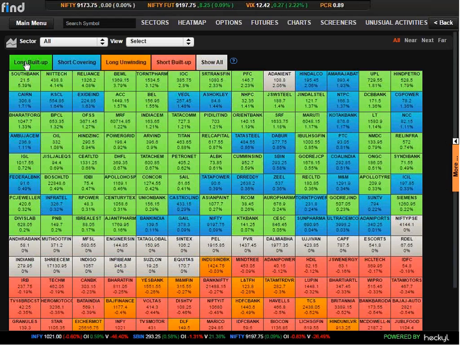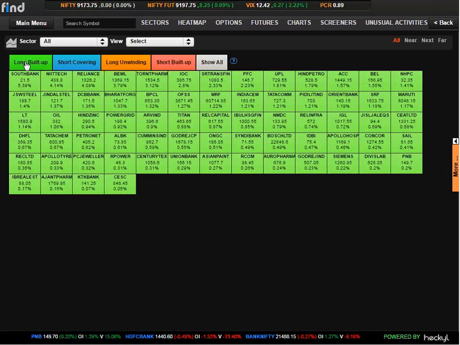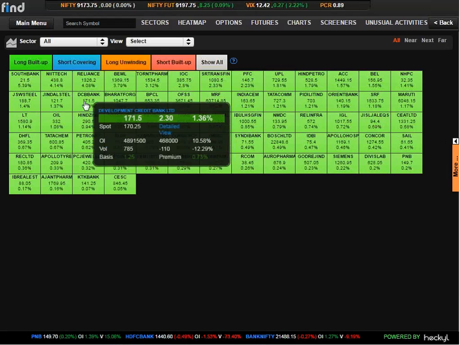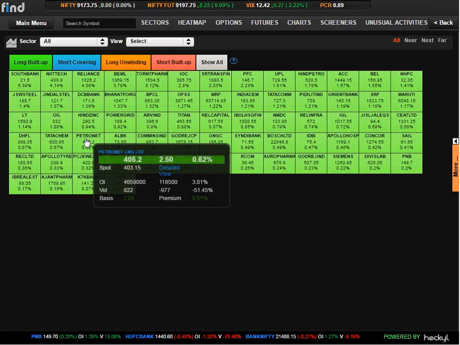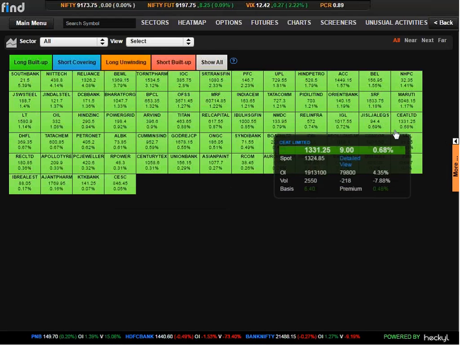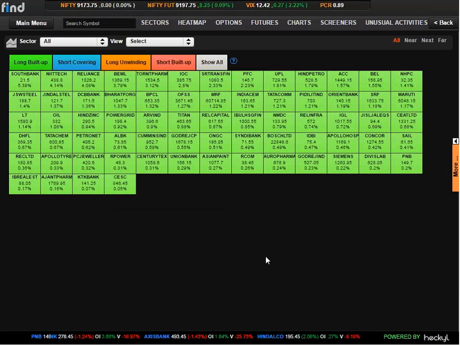Suppose you know that the market has been showing positive momentum, and you want to see which stocks are showing a long build-up. You just have to click the long build-up option over here, and you will readily see all the stocks showing a long position in the market. You don't have to go and see each and every company individually.